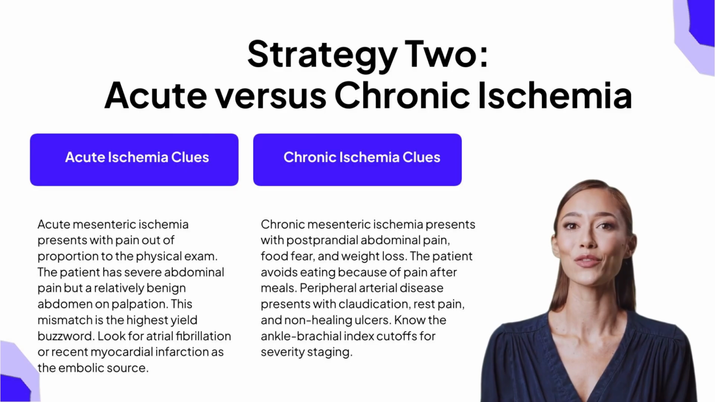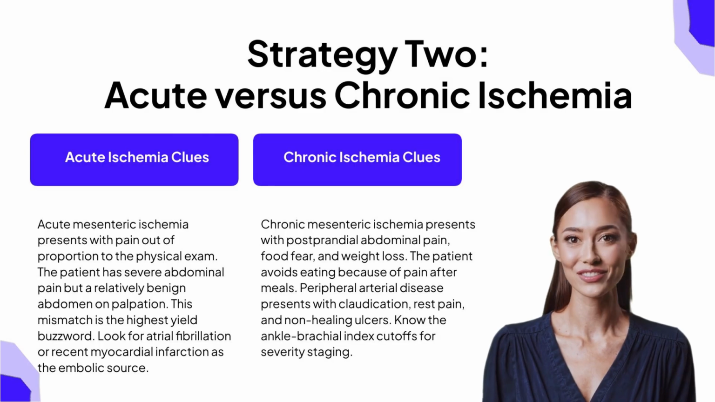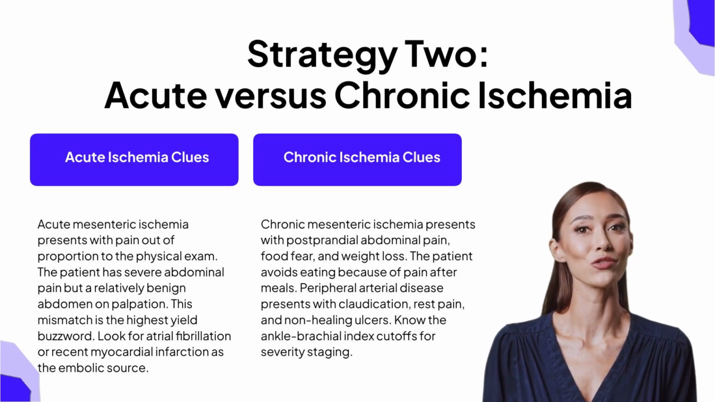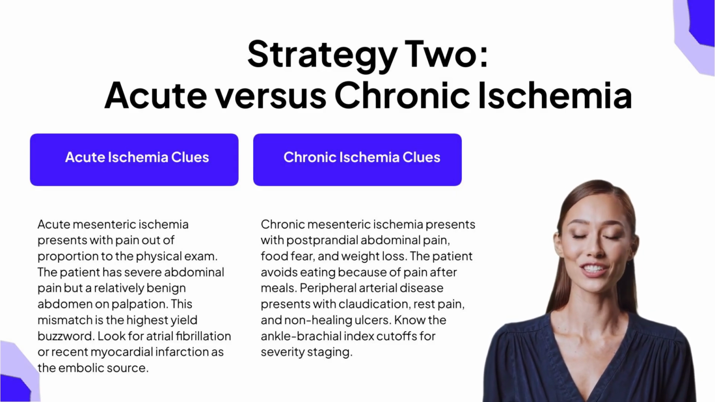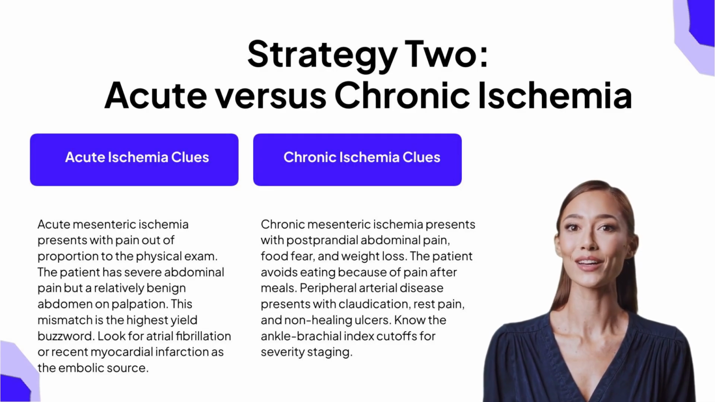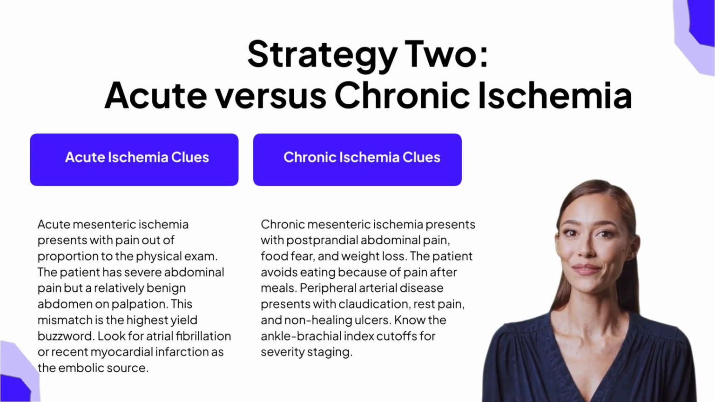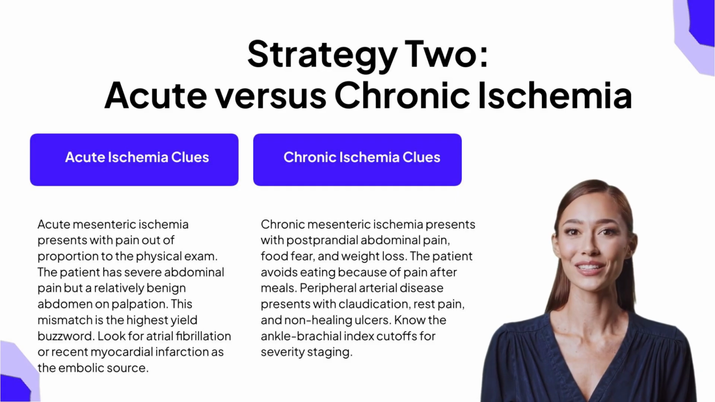Strategy 2 is distinguishing acute from chronic ischemia. This is critical because the management is completely different. In acute mesenteric ischemia, the classic buzzword is pain out of proportion to the physical exam. The patient is screaming in pain, but when you press on the abdomen, it feels soft and non-tender. That mismatch should immediately trigger you to think acute mesenteric ischemia. The boards will often include a history of atrial fibrillation or a recent cardiac event as the source of the embolus. In contrast, chronic mesenteric ischemia presents with intestinal angina, which means postprandial pain, food fear, and significant weight loss.